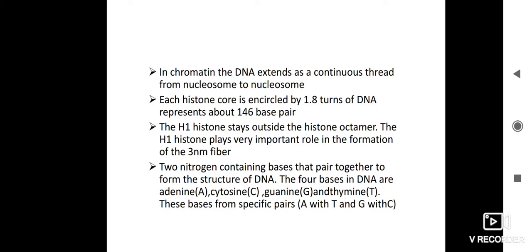Two nitrogen containing bases pair together to form the structure of DNA. The four bases in DNA are adenine, cytosine, guanine, and thymine. These bases form specific pairs: adenine with thymine and guanine with cytosine.